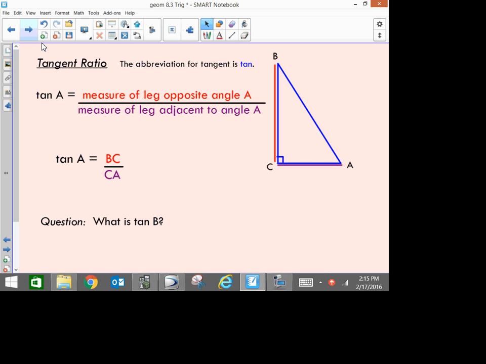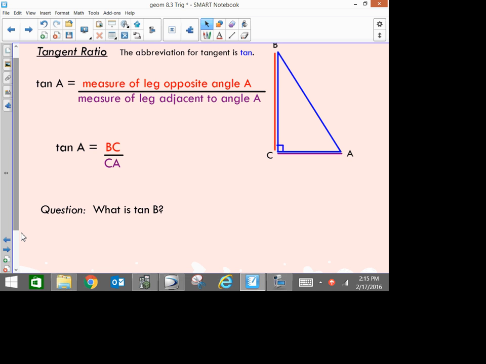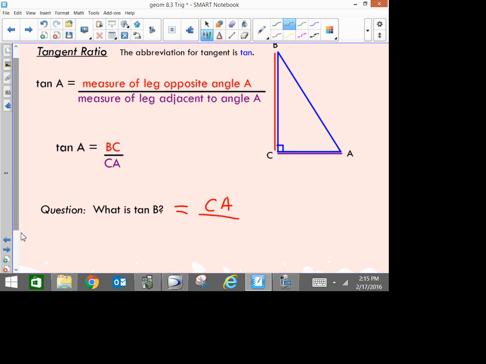And then the last one is tangent. The tangent of A says we're going to take the leg opposite A over the leg adjacent to A. Here's A. What's opposite, across from it, is BC, and adjacent is AC. We have a tangent B. Carla, tell me what tangent B is. CA over BC. CA is opposite B, good. Over BC, which is adjacent to B.